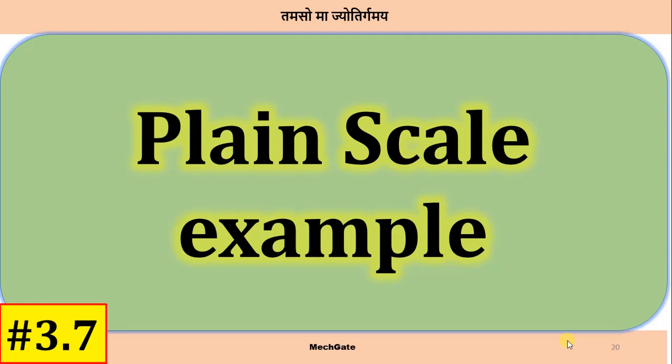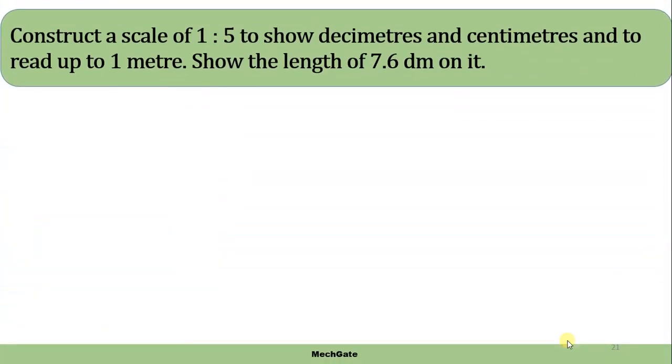Let's solve one more problem related to the plane scale. The problem states: construct a scale of 1 by 5 to show decimeter and centimeters and to read up to 1 meter. So show the length of 7.6 decimeter on it. RF is given, RF is 1 by 5, the representative fraction. We have to show decimeter and centimeter.